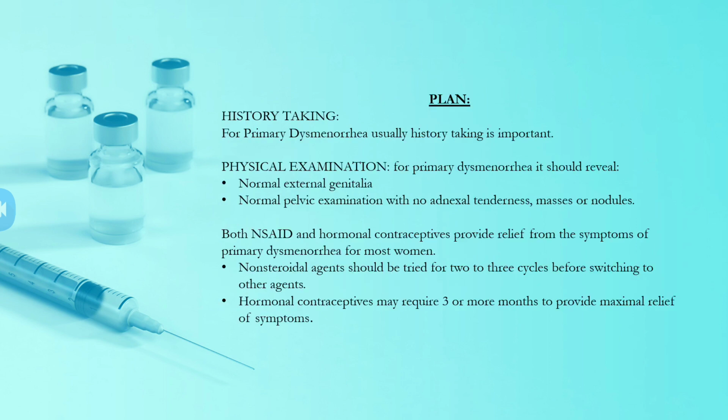So as we conclude that she has primary dysmenorrhea, history taking is important in primary dysmenorrhea. The physical examination should reveal normal external genitalia and a normal pelvic examination, with no adnexal tenderness, masses, or nodules.